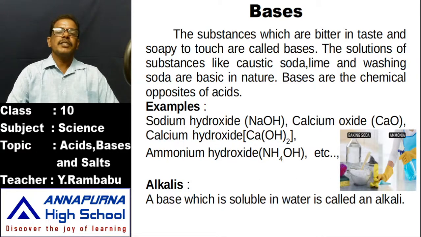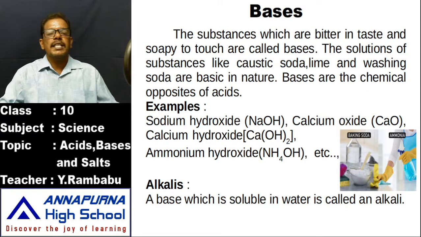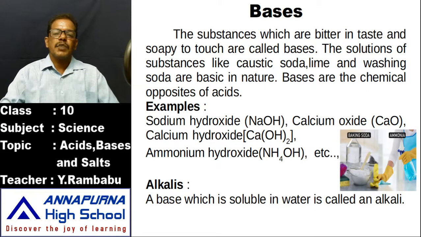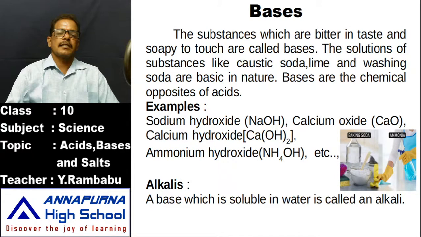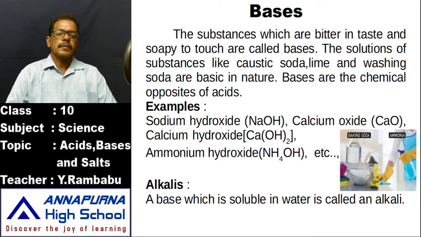And already we have learnt the neutralization reaction. When a base is added to an acid, what happens? The acidic nature is neutralized by the substance which is added to it, and that is called a base. That's why bases are the substances which neutralize acids. In this way also we define bases. Simply, bases are the chemicals opposite to acids.